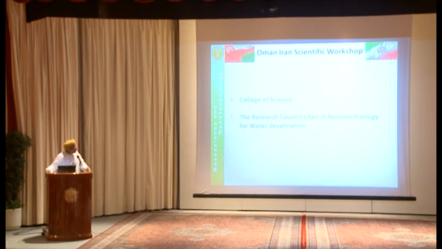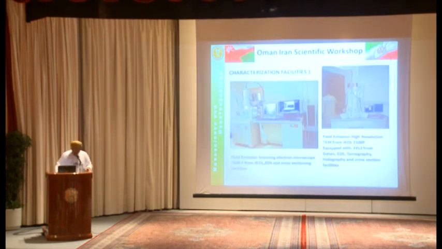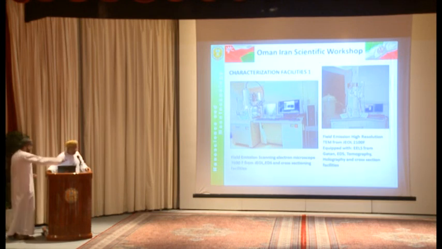The nanotechnology research at SQU is mainly concentrated, I'm saying mainly concentrated, but there are other places where people are working in this field, in the College of Science, which is just across the hall here, and the Research Council Chair in Nanotechnology for Water Desalination. So these two main entities are where the nanotechnology research goes on in SQU. In terms of facilities, I will start with the characterization facilities which are available to us.